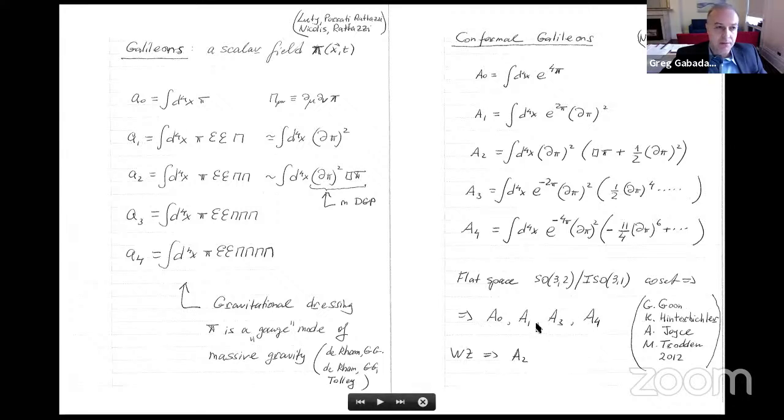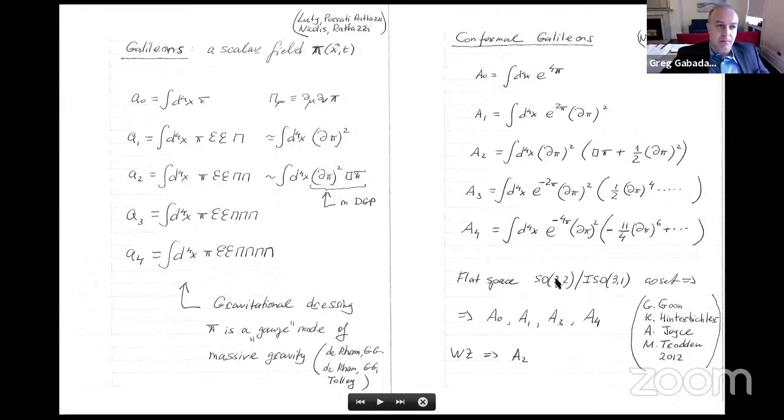So you get all these terms except A2. But for A2, you will find out that there is a Wess-Zumino term, which is not the usual coset term, because you start with one higher dimension, 5, and then you identify a form, which is a total derivative of something, and then a pullback of that form onto a boundary will give you A2. So that's just the Wess-Zumino term in that construction. So this is what was known.